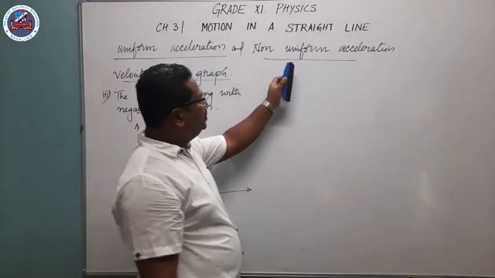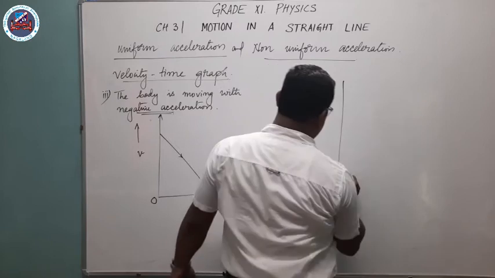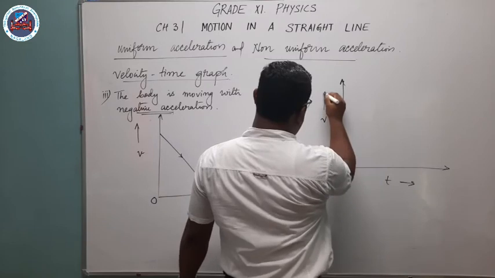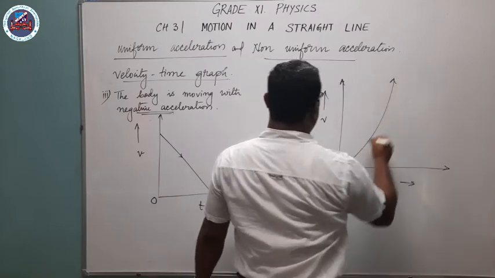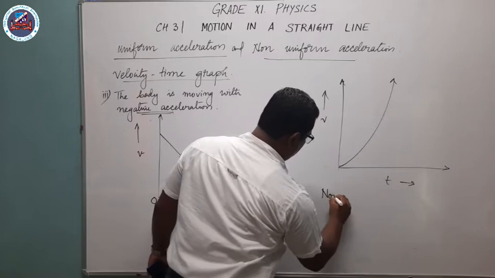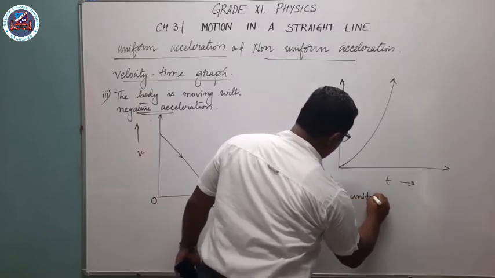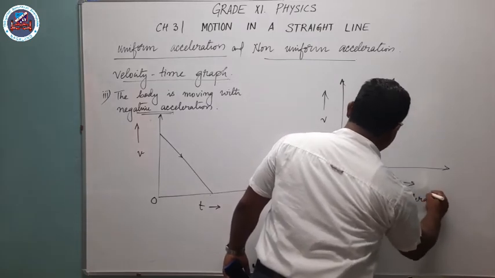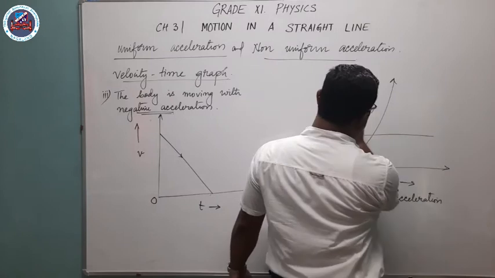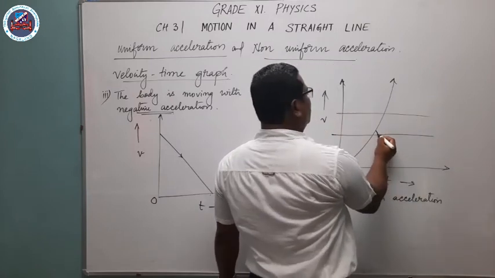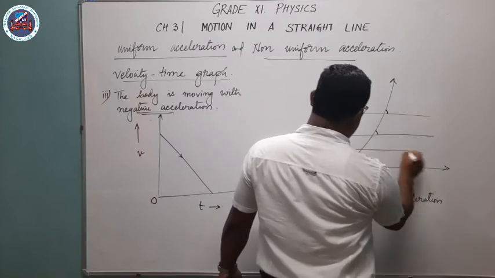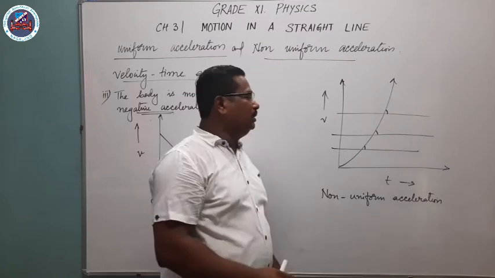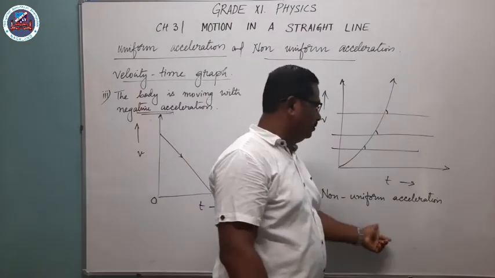When we talk about non-uniform acceleration, the velocity time curve or velocity time graph will be a curved line. This indicates non-uniform acceleration. In this case, if you draw lines like this, you will understand that here the angle is less, here the angle is more, and here it is again lesser. The angle keeps on changing, the slope keeps on changing. That's why it is non-uniform acceleration.